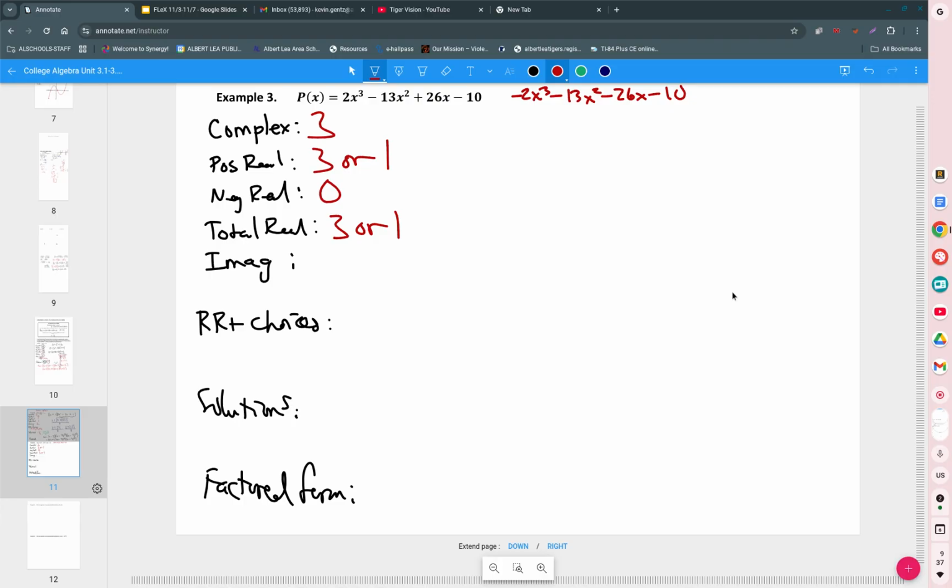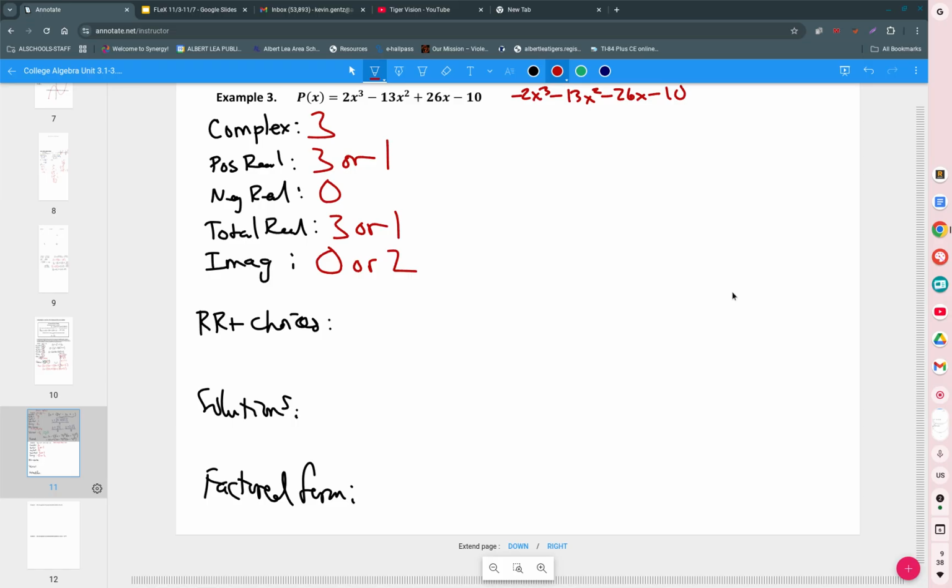Brecken has beat us to it. Suppose that there were 3 complex and all 3 were real. That would leave us with 0 imaginary. Suppose we had the other situation where there wasn't 3 that were real. There was only 1 that was real. Then there would be 2 that would be imaginary.